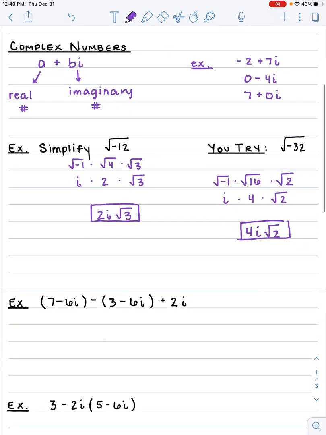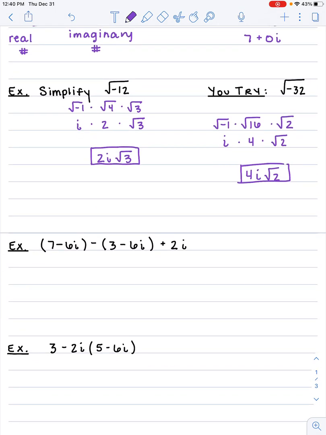So now we can simplify radicals. Next we're going to do subtraction, multiplication, and addition here. So when I'm looking at this problem, I've got 7 minus 6i minus (3 minus 6i) plus 2i. What I'm going to do first is distribute that negative through. So I have 7 minus 6i minus 3 plus 6i, and that plus 2i.